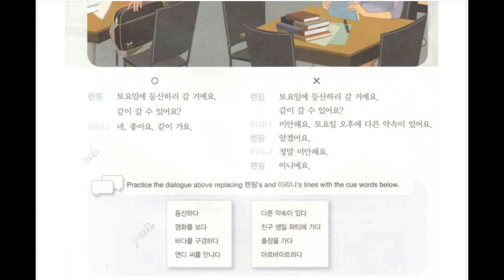토요일에 등산하러 갈 거예요. 같이 갈 수 있어요? 네, 좋아요. 같이 가요.